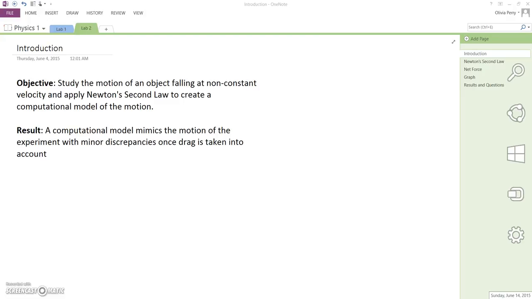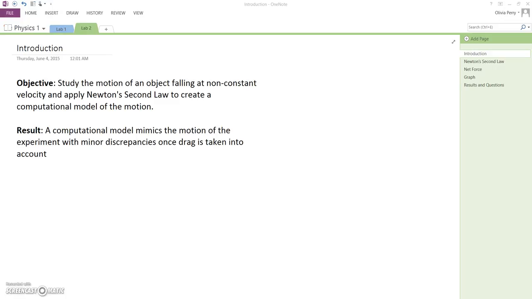In this lab, we are studying Newton's second law by applying it to the motion of an object falling with a non-constant velocity. I have dropped the ball from rest, and I observe that the velocity increases as the object falls. My objective is to understand and predict the motion by using Newton's second law to create a computational model for the motion and compare the model motion to my experimental motion.